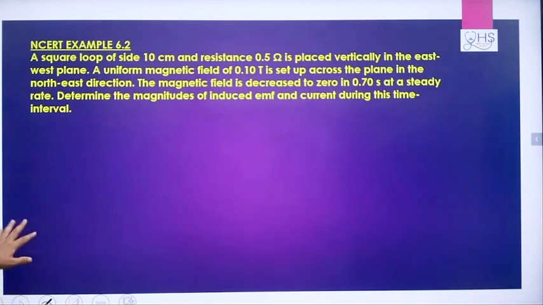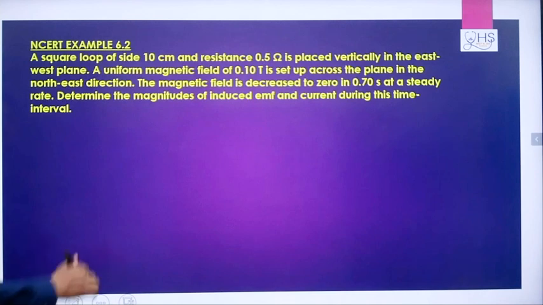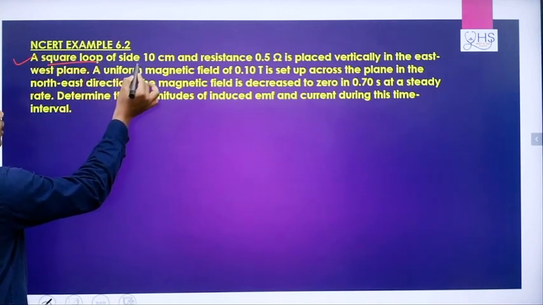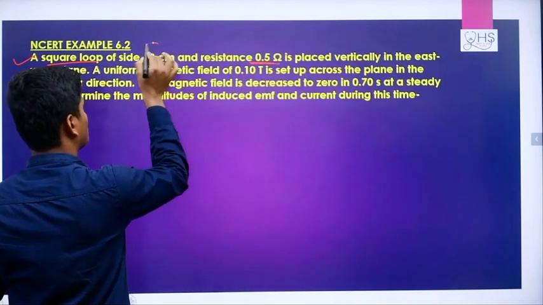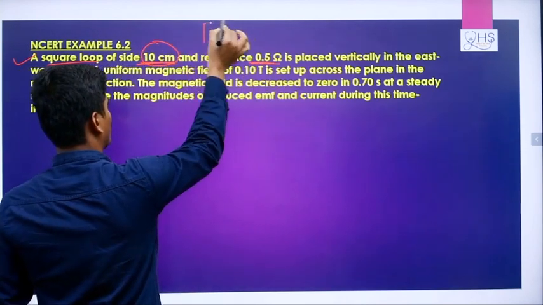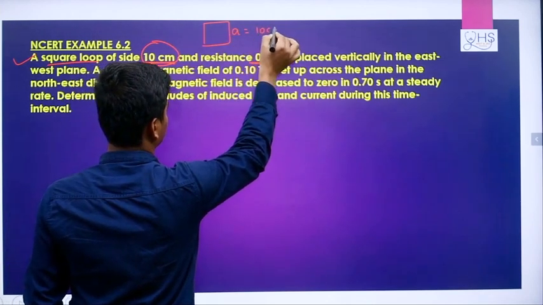So here you check NCERT example 6.2. What is given here? A square loop of side 10 centimeter and resistance 0.5 ohm. Here they are telling us the loop is square shaped, and suppose the side, take it as a, is 10 centimeter.